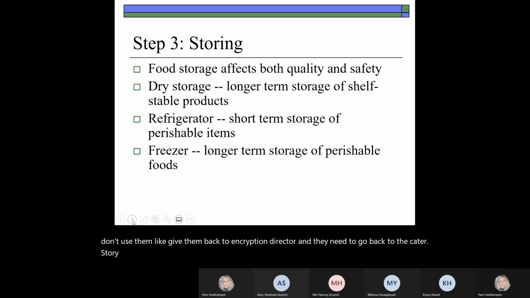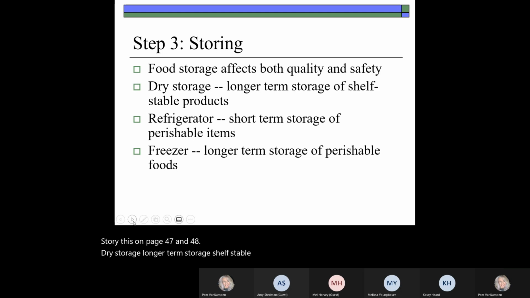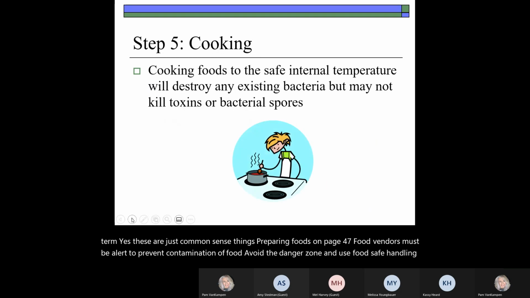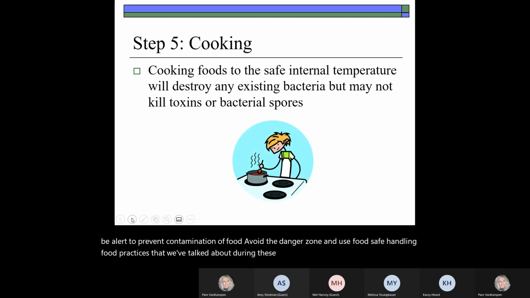Storing is on page 47 and 48. Dry storage, longer term storage of shelf stable products, refrigerator, short term, and freezer, long term. Yes, these are just common sense things. Preparing foods on page 47. Food handlers must be alert to prevent contamination of food, avoid the danger zone, and use safe food handling practices that we've talked about during these last 2 hours. And on page 47, cooking your food, cook foods to a safe temperature.